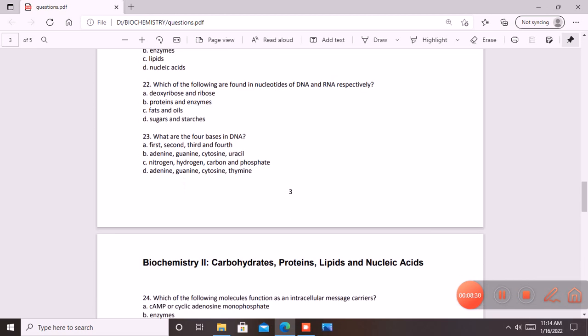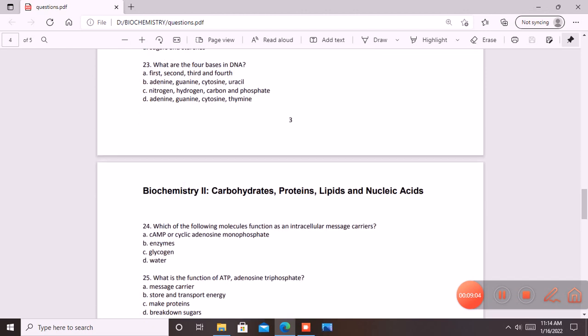Question 23 says, what are the 4 bases in DNA? So the 4 main nitrogenous bases in DNA, you have adenine and guanine as the purines, then cytosine and thymine as the pyrimidines. So question 23, the answer is D. So in DNA you have thymine, and in RNA you have uracil. If it was RNA, then it would have been B. But here it is DNA, so the answer is D.